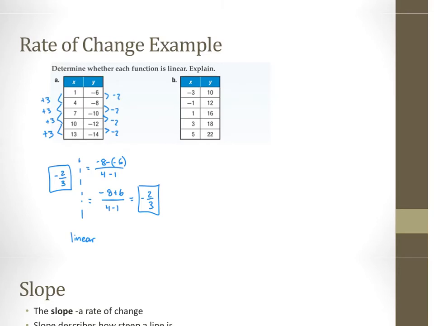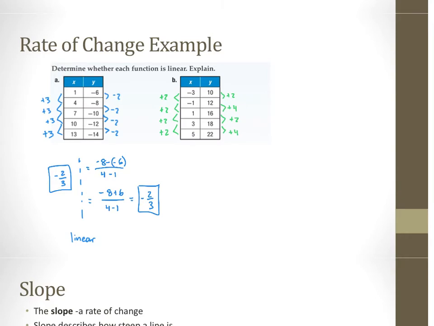I'll change colors. So let's do x's first. Negative 3 to negative 1, that is plus 2. This is plus 2 as well, plus 2, and plus 2. So far, so good. Let's do the other side. Here we have a plus 2. Oops, here we have a plus 4. That's no good. Here we have back again to plus 2, and then here we have again another plus 4.